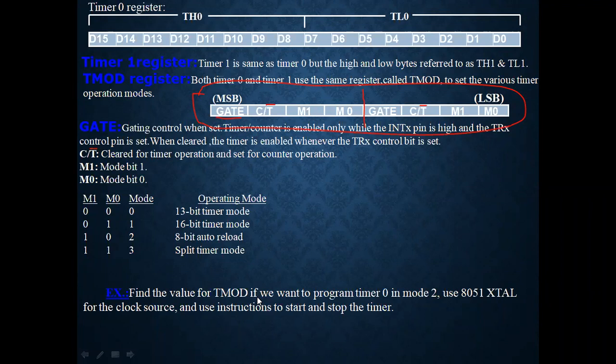Now what will be the value of this TMOD register? Can you tell me, anyone? Anyone can tell me?